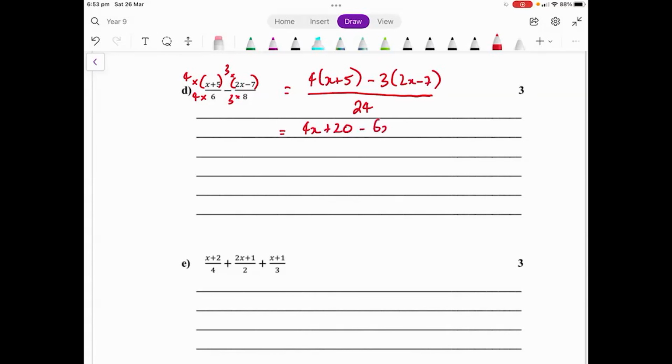Then I expand those brackets. That gets me 4x plus 20 minus 6x plus 21. And that's why you need those brackets in there. If you don't have the brackets, you're going to get minus 21 instead of plus 21. You leave the 24 on the denominator alone. Then you simplify the numerator by collecting like terms. 4x minus 6x is minus 2x. 20 plus 21 is 41. Final answer, minus 2x plus 41 all over 24.